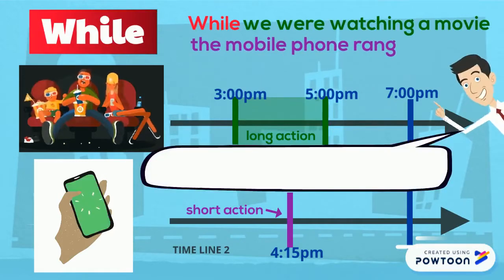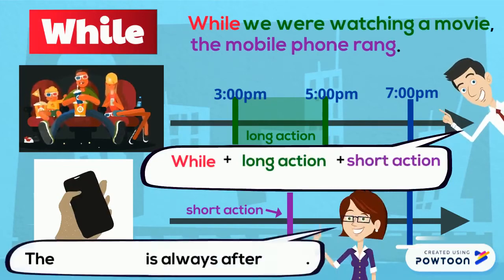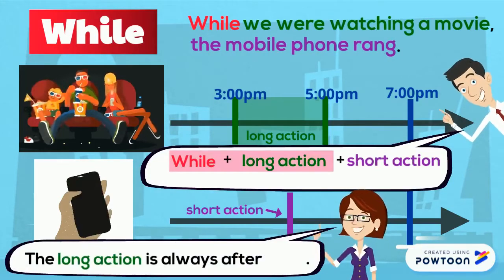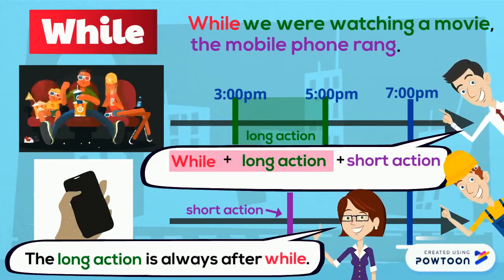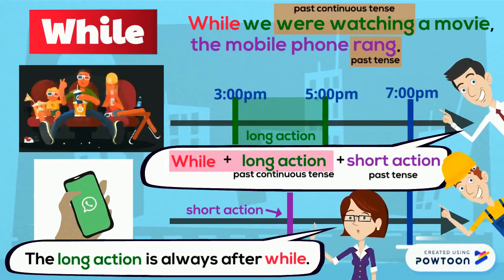The structure is while plus a long action plus a short action. Remember, the long action is always after while. Also, we use past continuous tense for the long action and past tense for the short action.